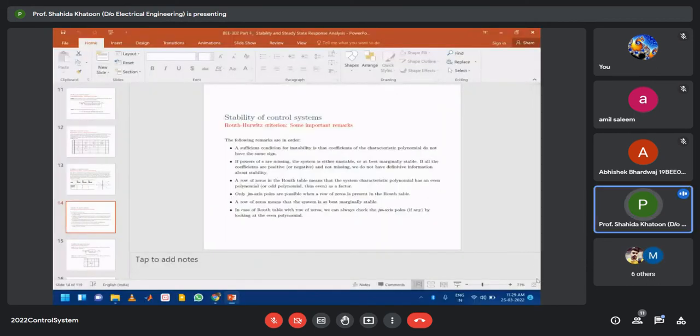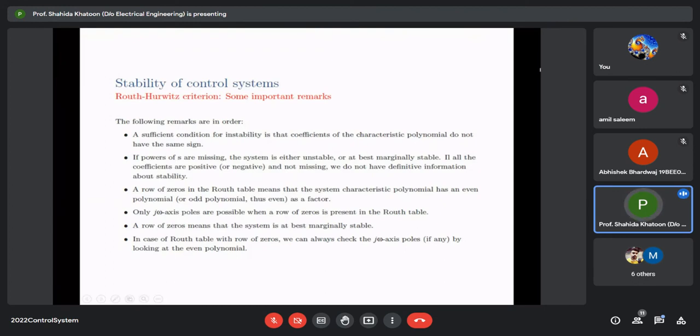There are some important remarks about the Routh-Hurwitz criteria. A sufficient condition for instability is that the coefficients of the characteristic polynomial do not have the same sign. If powers of s are missing, the system is either unstable or at best marginally stable. And if all the coefficients are positive and not missing, we do not have definitive information about stability.